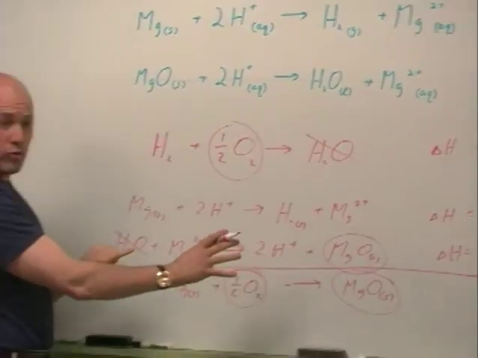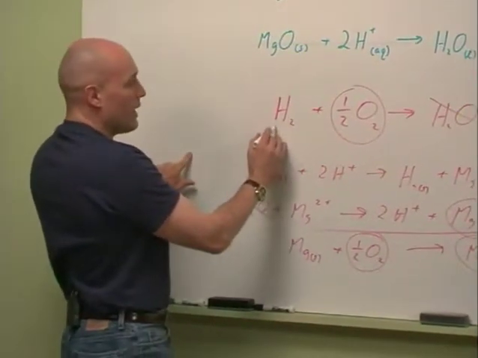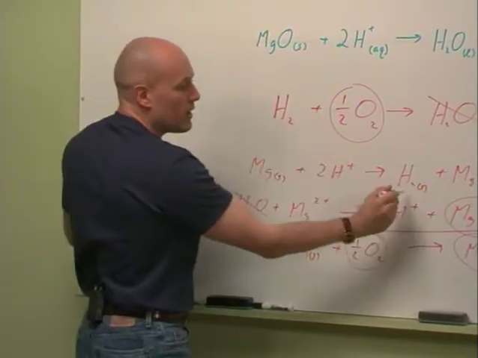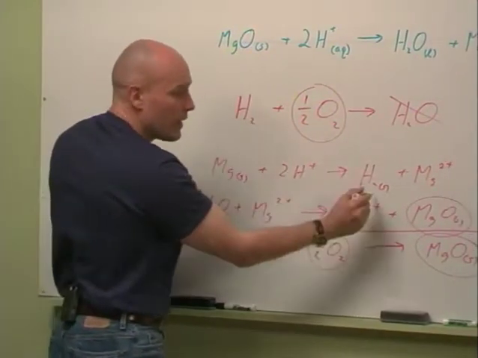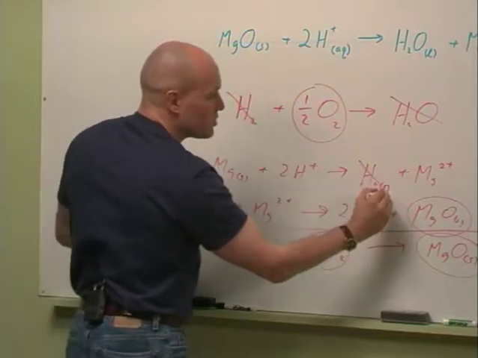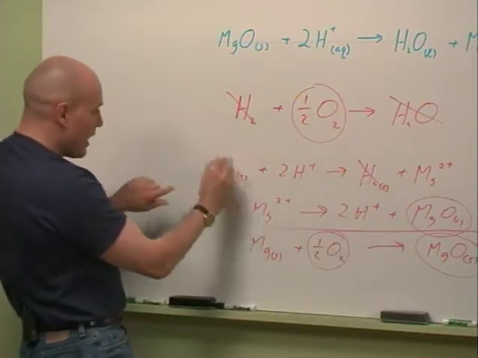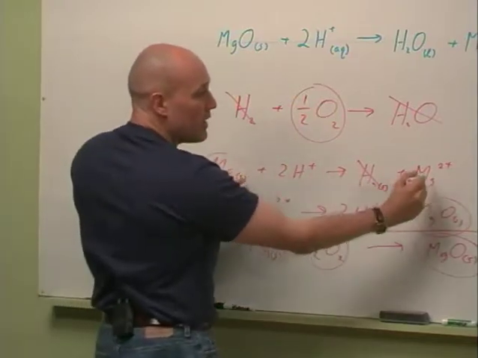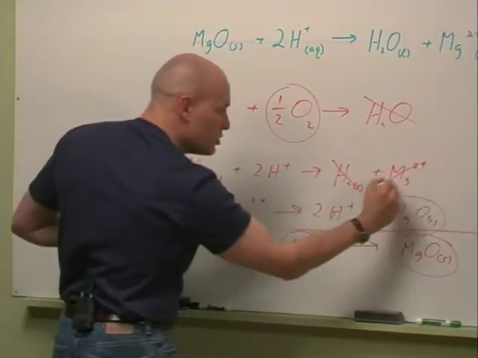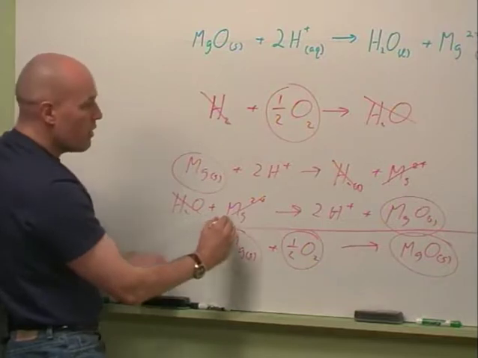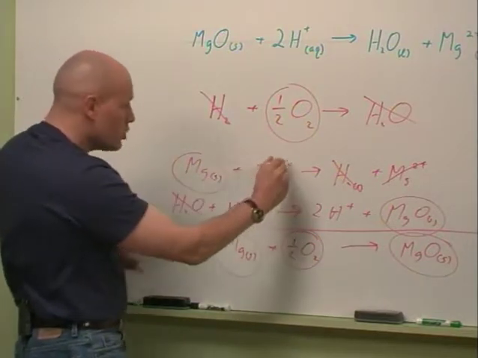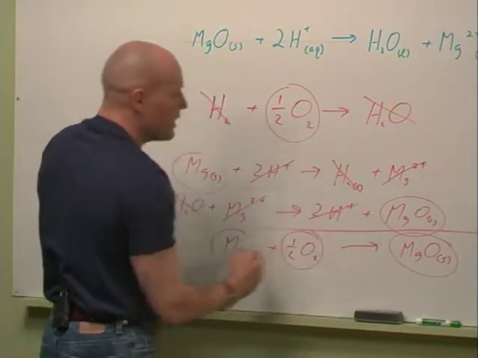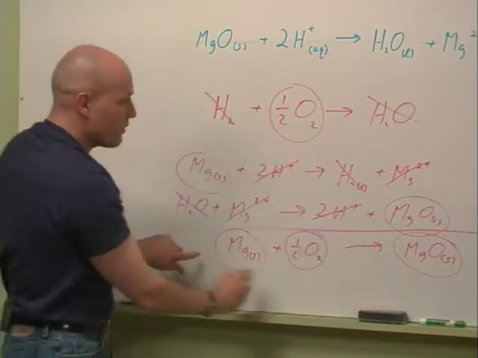Let's see what that did for me. I had my reactant, H2, I used it up, and then I made it again, so that cancels. My Mg solid, I can bring down here, okay? I'm going to make an Mg2+, and then I'm going to use it up over here. I'm going to use up 2H+, and I'm going to make it again here. I'm all set. I've got my reaction.